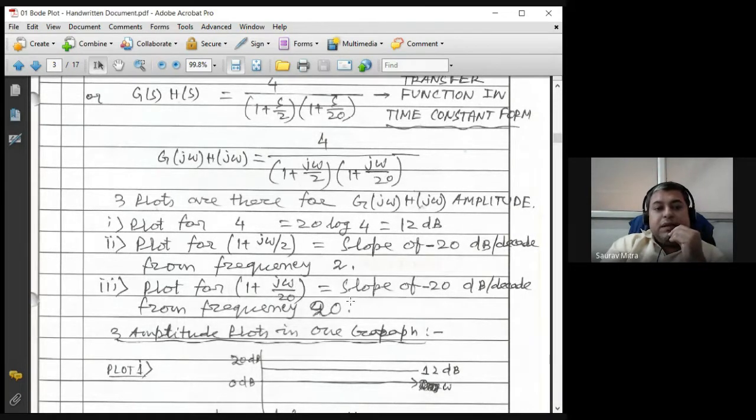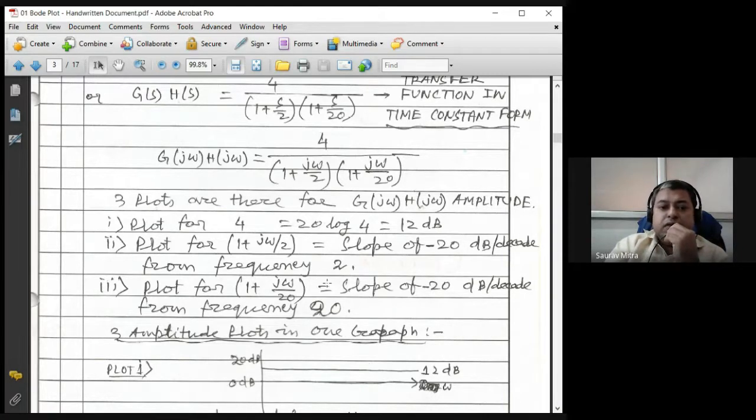Second plot is 1 plus j omega by 2. That means this has a slope of minus 20 dB per decade, because this is a single order pole, and a single order pole has a slope of minus 20 dB per decade. And this is also 1 plus j omega by 20. This is also a single order pole, and this also will have a slope of minus 20 dB per decade. But 1 plus j omega by 2 will start from the point 2 comma 0, and 1 plus j omega by 20 will start from the point 20 comma 0. So let us see how many plots there are in the magnitude plot. Three plots are there in the magnitude plot.